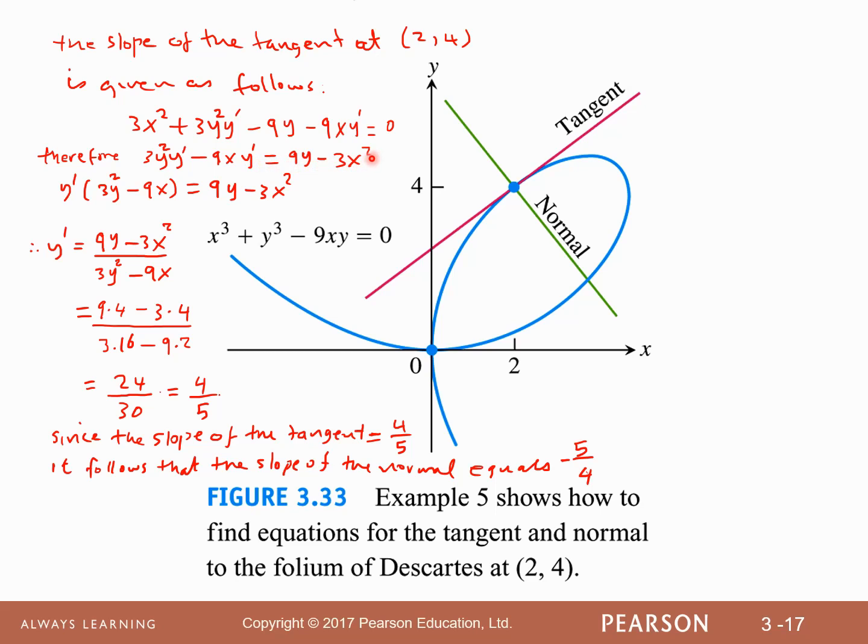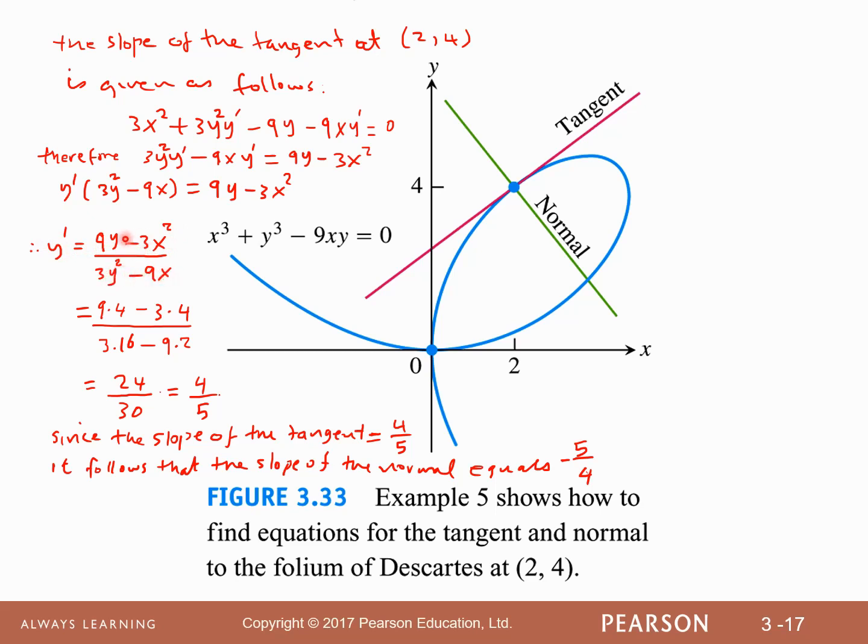All what we did is we looked at the terms that have y prime, and we collected them on one side, and then we left the terms that do not have y prime on the other side. Now, we have to take y prime outside, so we will have 3y squared minus 9x on the left-hand side, and that's equal to the right-hand side, which is the same. And then from this, we can divide by 3y squared minus 9x, and we will be left with y prime on the left-hand side, and that's equal to 9y minus 3x squared divided by 3y squared minus 9x.